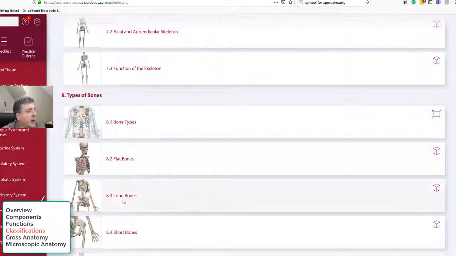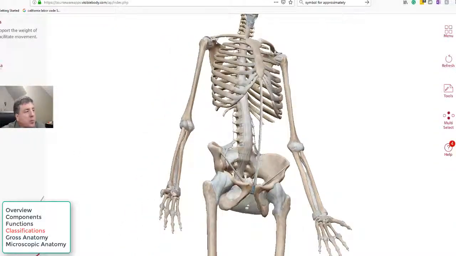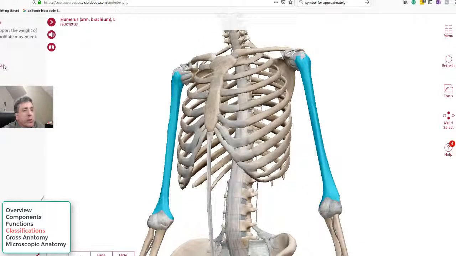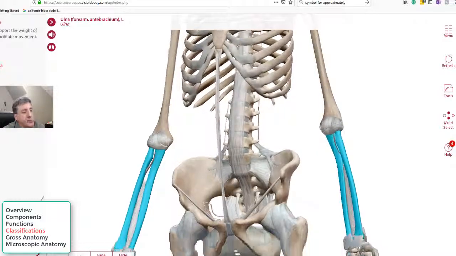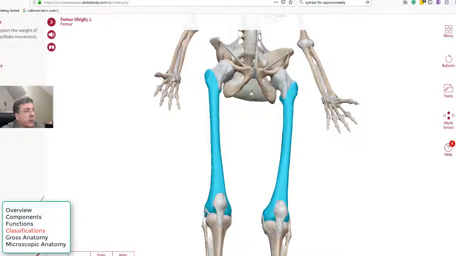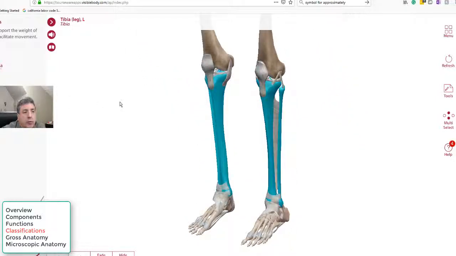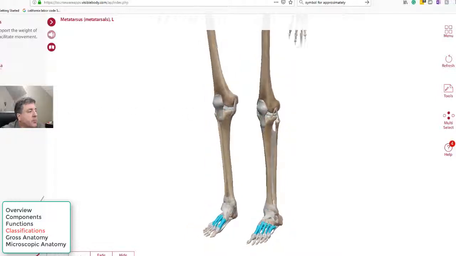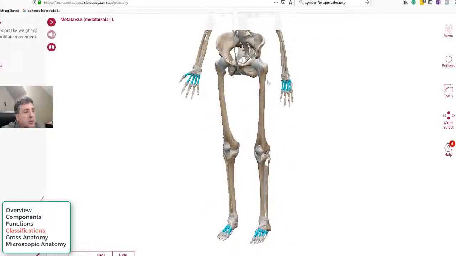And so let's look at long bones. Long bones are typically found in your extremities, so your upper or lower extremity. And we're going to go through each one of these. There's going to be the humerus of the arm, then the radius and ulna, which is in your forearm. Radius is going to be on the side of the thumb. Okay, and then you're going to have the femur, and then you're going to have your tibia and fibula on those two different bones. You're going to have the metacarpals of your hands and feet.